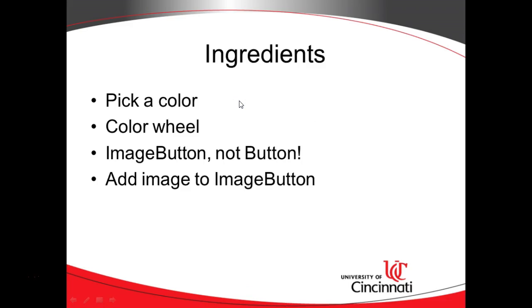So let's consider the steps. Number one, and this might be the hardest point, we have to pick a color. Number two, when we pick a color, let's find other colors that go well with that color by using a color wheel. Number three, let's make sure we're putting image buttons on our layouts in Android and not just buttons, because image buttons are meant to hold an image. Number four rather, let's create the image and add the image to the image button. So let's start with number one, pick a color.